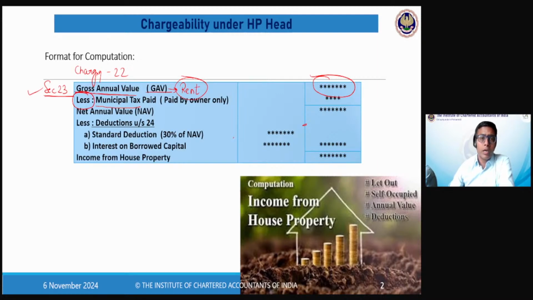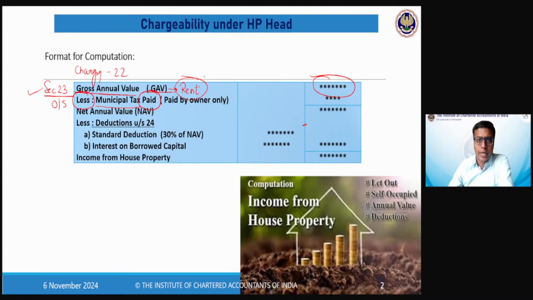Now, there are two important conditions attached to this. What can be deducted here requires two conditions. Yes, Rati Malini, it is house tax also. The two conditions are, firstly, this amount should be paid. So if in the sum they have mentioned outstanding municipal tax, it will not be deductible.